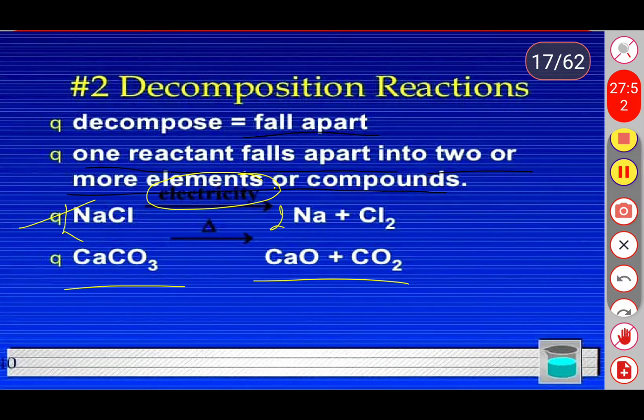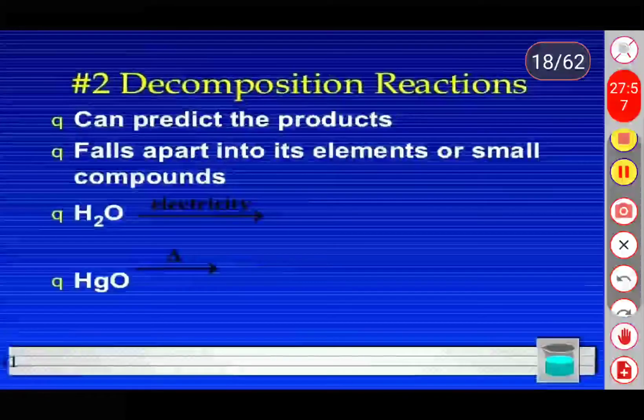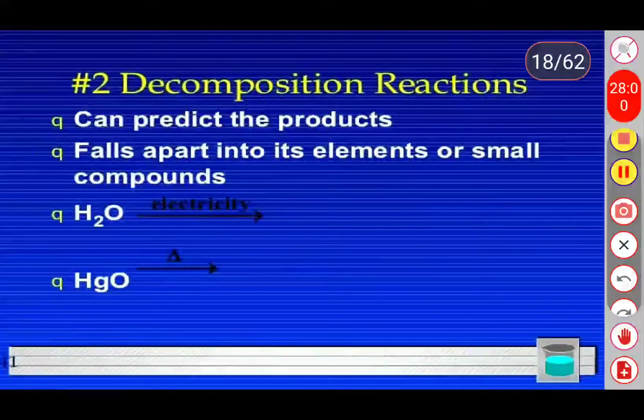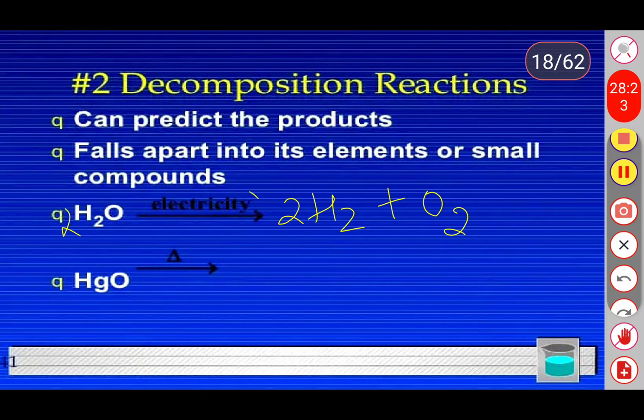Next one, just break down the given compound, that is water. So what do you get from the decomposition of water? 2H2O, the whole compound breaks down into 2H2 plus O2. By supplying electricity, we decompose the water into two simplest substances, hydrogen and oxygen.